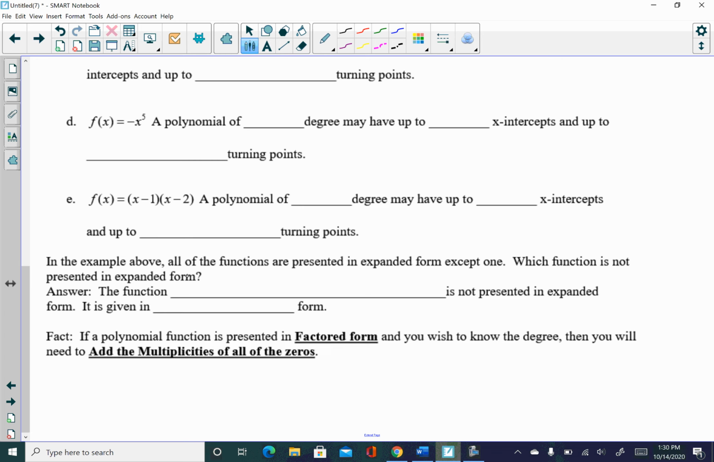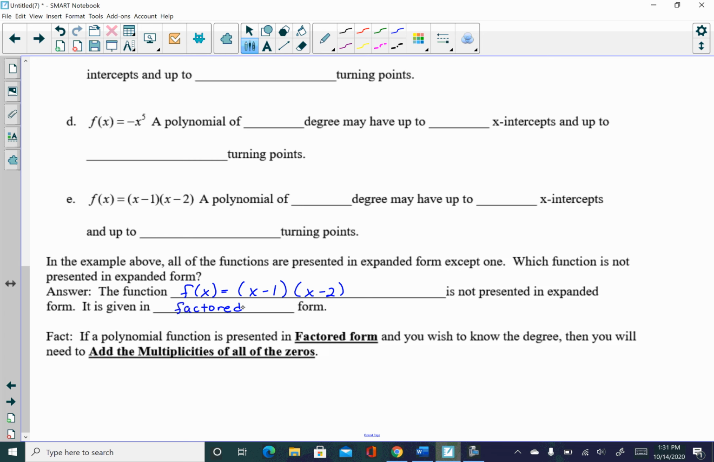And it says, well, in the example above, all of the functions are presented in expanded form except for one. Which function is not presented in expanded form? And hopefully you would agree that that would have to be letter E down here, where we had f of x equals x minus 1 times x minus 2. It's not in our expanded form, it's in what we referred to as factored form.